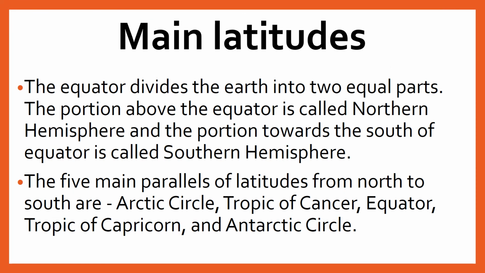Let's understand the main latitudes of the earth. The equator divides the earth into two equal parts. The portion above the equator is called Northern Hemisphere, and the portion towards the south of equator is called Southern Hemisphere. The five main parallels of latitudes from north to south are Arctic Circle, Tropic of Cancer, Equator, Tropic of Capricorn, and Antarctic Circle.